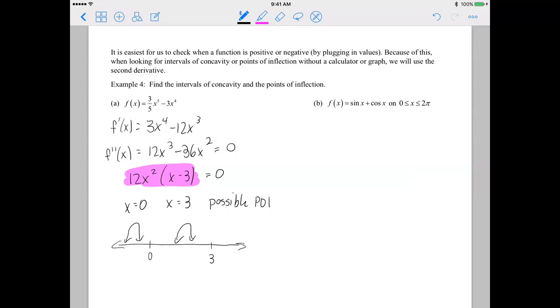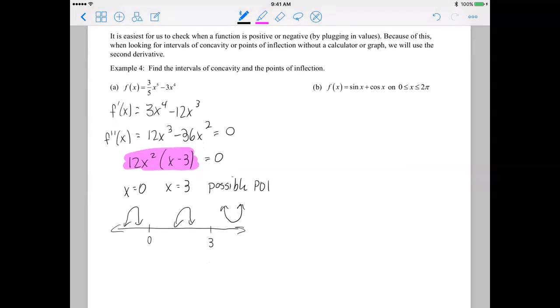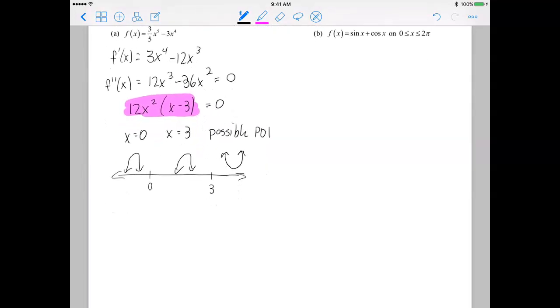What you should notice right now is that x equals 0 was a possible point of inflection, but it is not an actual point of inflection, since the second derivative did not change signs, which means that the original function did not change concavity. Then in the last section, we could plug in 4 for x into the second derivative. 12 times 4 squared is positive, and 4 minus 3 is also positive, and so the function is going to be concave up there. So I'm going to use that chart to now write my answer.